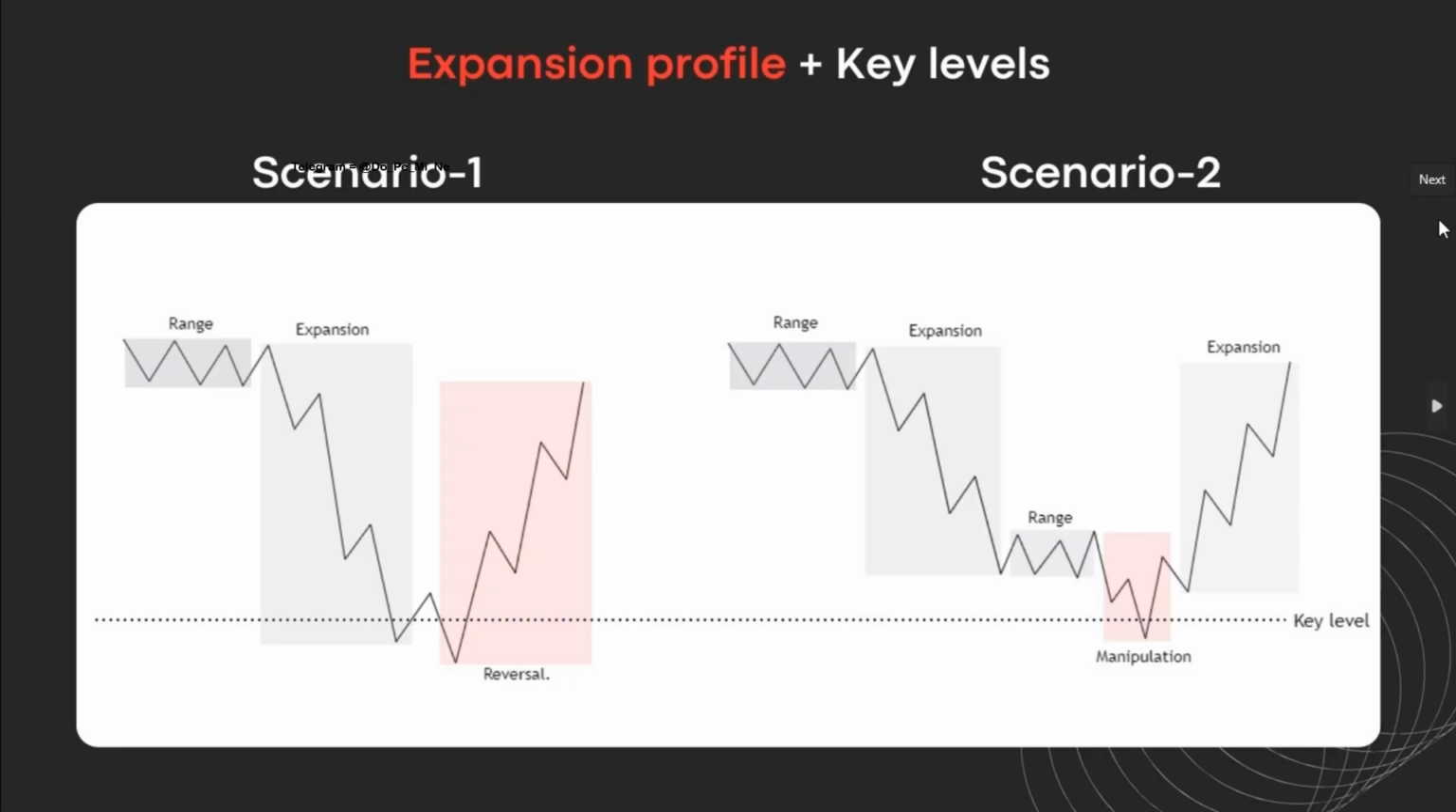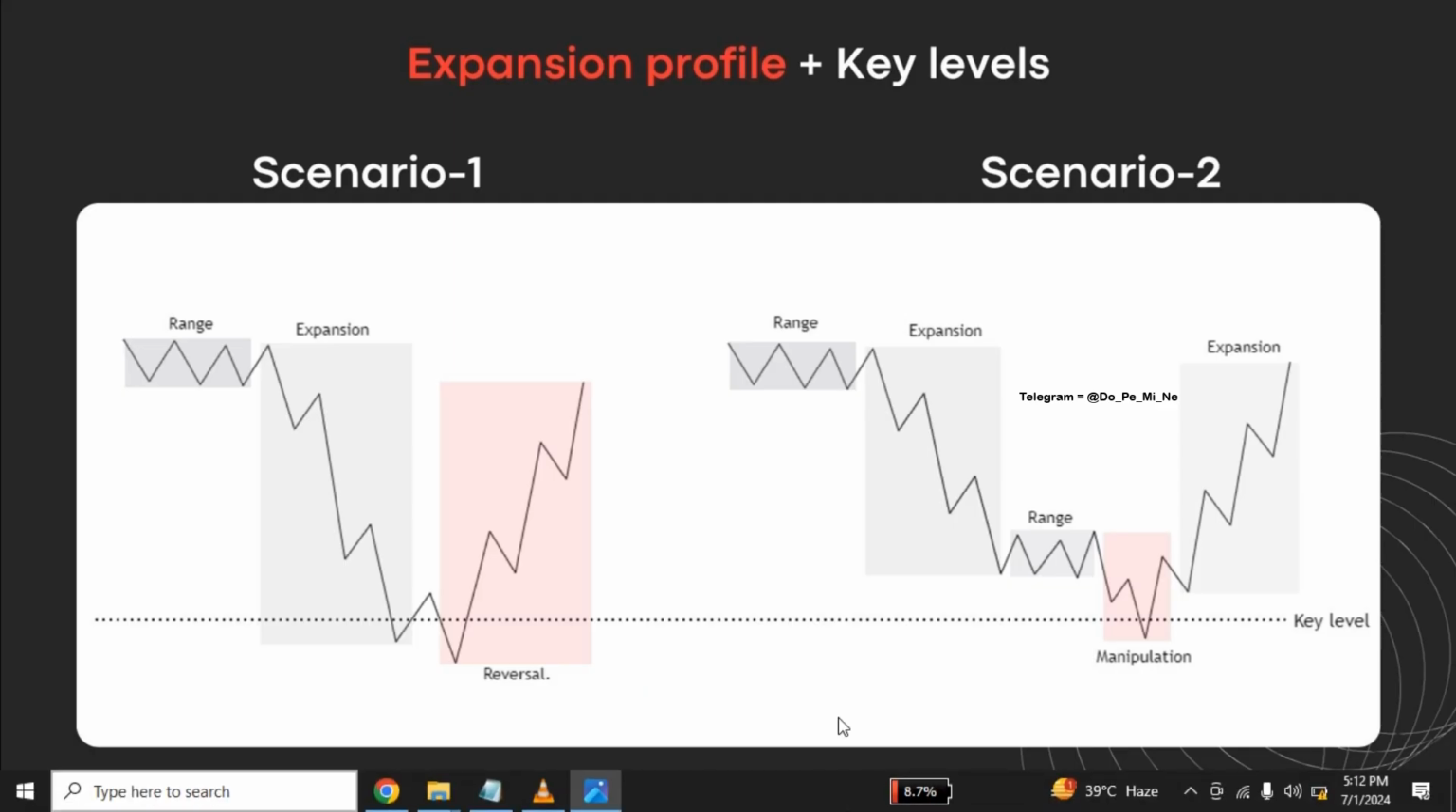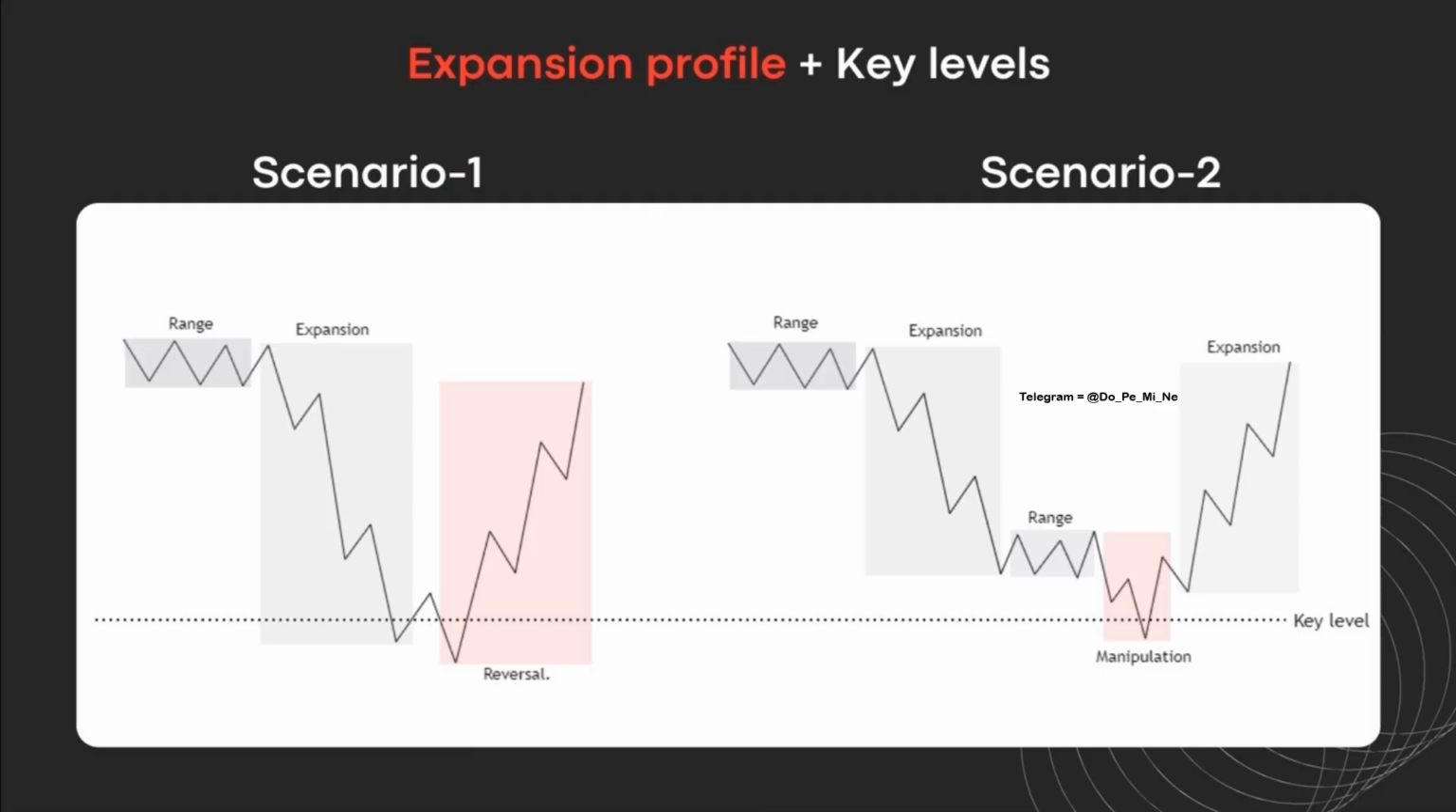If the expansion profile has tested a key level in the form of an order block or breaker block or whatever, then we're going to expect a reversal profile straight away. But if it hasn't tested any key levels, then we're going to expect a ranging profile, and then use the same logic over and over again to expect other profiles and profile the market.